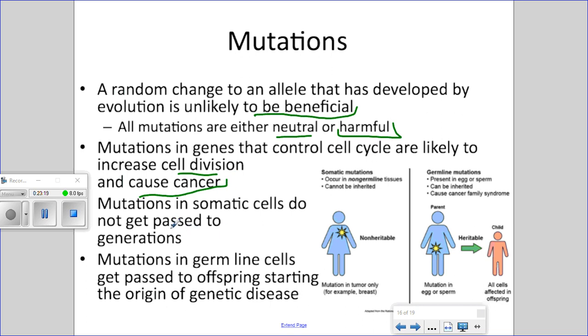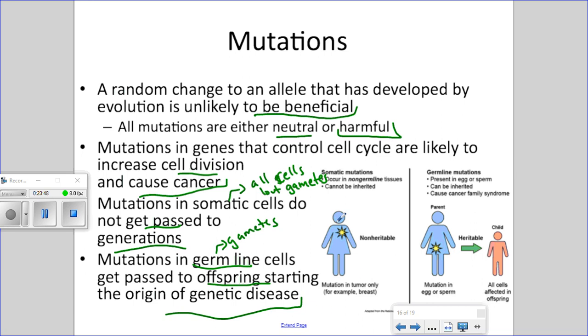Mutations in somatic cells do not get passed on to generations, and somatic cells are basically all cells but gametes. So any cell that is not a gamete is a somatic cell. And so it's mutations in germline cells, basically those gamete cells, that get passed to offspring, starting the origin of a genetic disease. So any changes to the base sequence that happens in a gamete will ensure that it is passed on to the next generation, that it gets inherited.